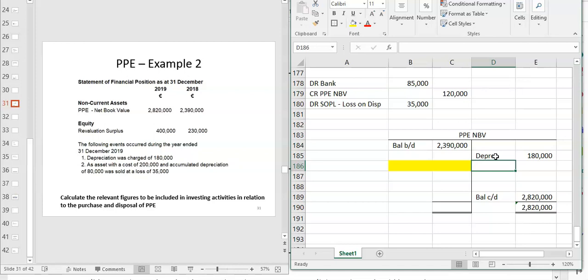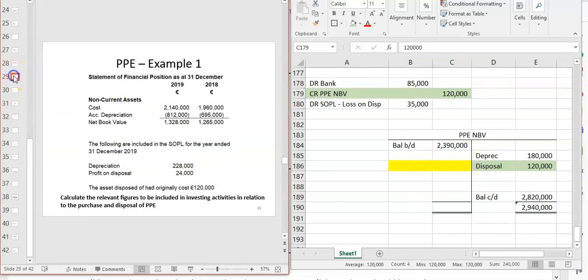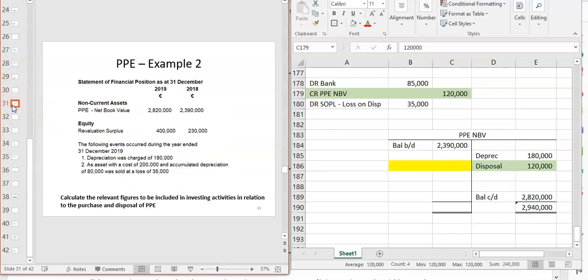What else will impact the net book value will be the disposal, the 120, which we have above. This green, the one that I'll highlight in green. If you make a disposal, you have to get rid of it. So you dispose of the asset, you credit the net book value. Before, in example 1, we separated out the impact in cost and accumulated depreciation. It's presented differently here to see how students adapt to it. Same principles apply.